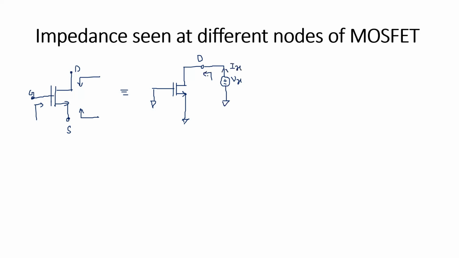Then the impedance looking from the drain side will be nothing but Rout. This Rout is nothing but Vx by Ix, keeping all the sources zero. So I connected the gate to zero and the source to zero. To calculate this impedance, we need to use a small signal model. Here your gate is grounded, and here the source is grounded.